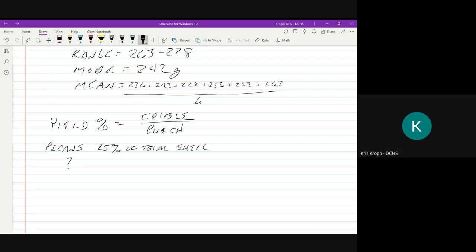So if I ask the question, what is the yield percent? How would we go about solving a problem like this? If 25% of the total weight of the pecan is the shell, what is the yield percent? How do I solve this problem? Well, the answer to the question is, remember that a yield percent is all about the edible percent. Okay, that's what I'm interested in. What part can I actually eat? And so, as always, the total is equal to the sum of the parts, right? Well, what are the parts of a pecan? The shell and the part that we eat.